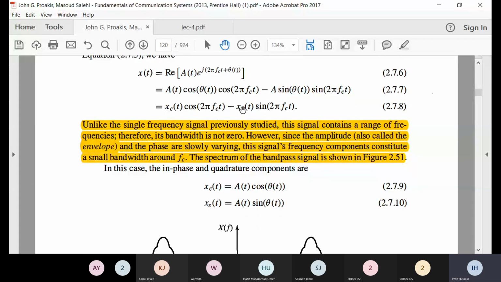Because in x_c and x_s, you can see A(t) is actually being multiplied. So this means this is being modulated and transferred to fc frequency. But as A(t) is a slowly varying signal as compared to fc, it will occupy a small bandwidth around fc. Normally, this fc is very much greater, more than 100 times the frequency of A(t). So this will occupy a small bandwidth around fc.